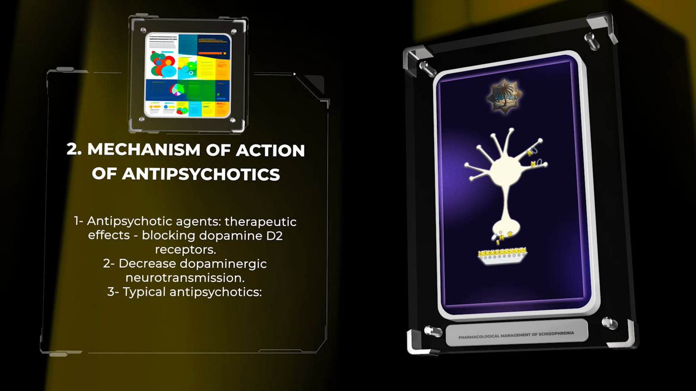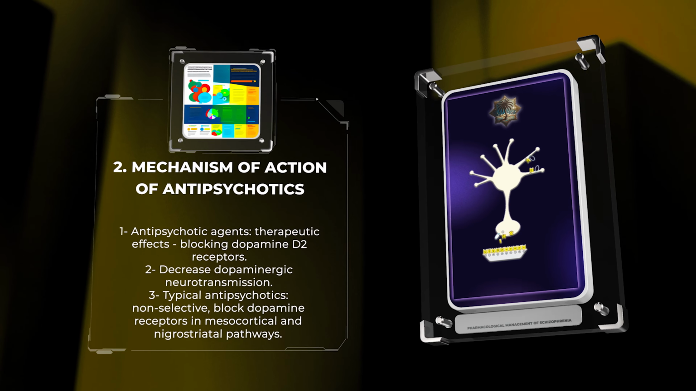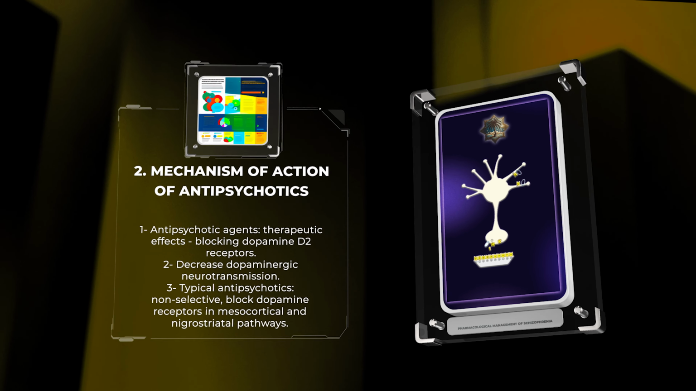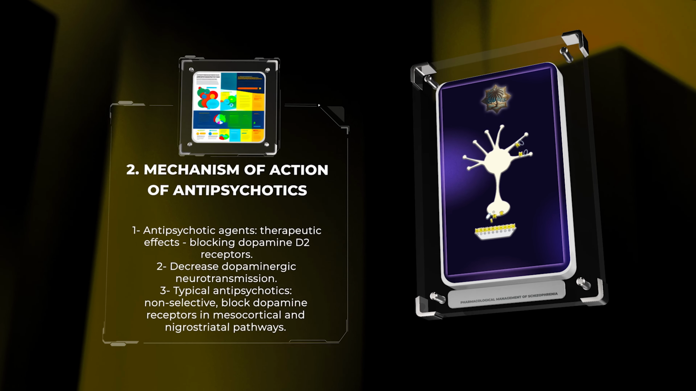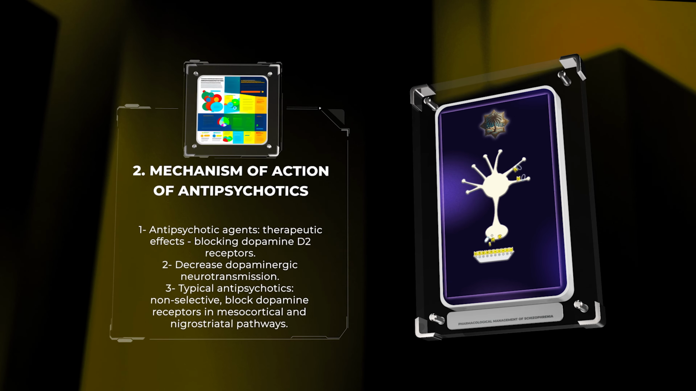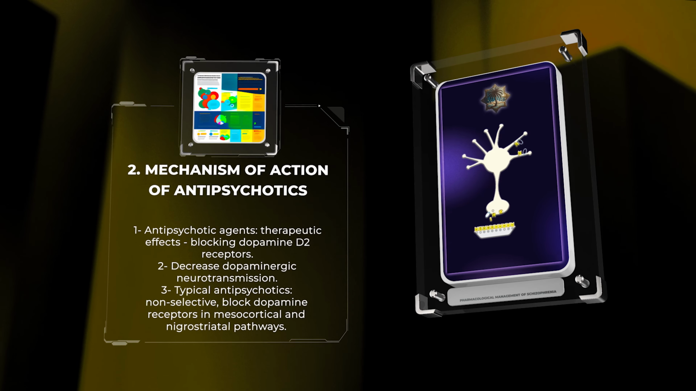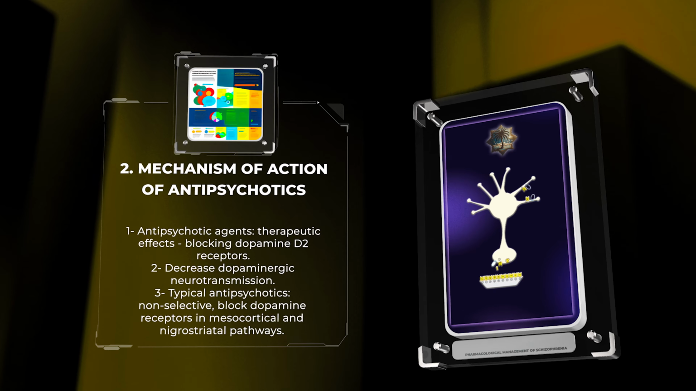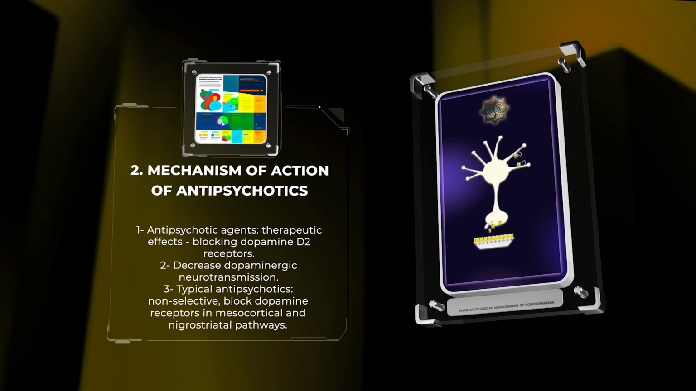Antipsychotic agents primarily exert their therapeutic effects by blocking dopamine D2 receptors, particularly in the mesolimbic pathway. This antagonism decreases dopaminergic neurotransmission, alleviating the positive symptoms of schizophrenia. However, it is essential to note that typical antipsychotics, often referred to as first-generation antipsychotics, are non-selective and block dopamine receptors both in the mesocortical pathway and the nigrostriatal pathway. As a result, these agents can lead to extrapyramidal side effects, such as dystonia, akathisia, Parkinsonism, and tardive dyskinesia.